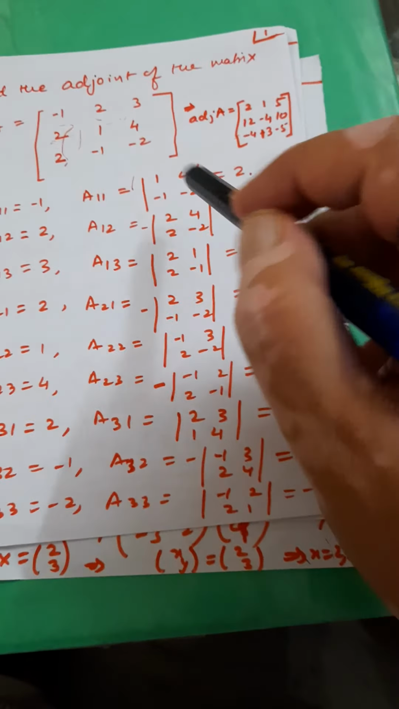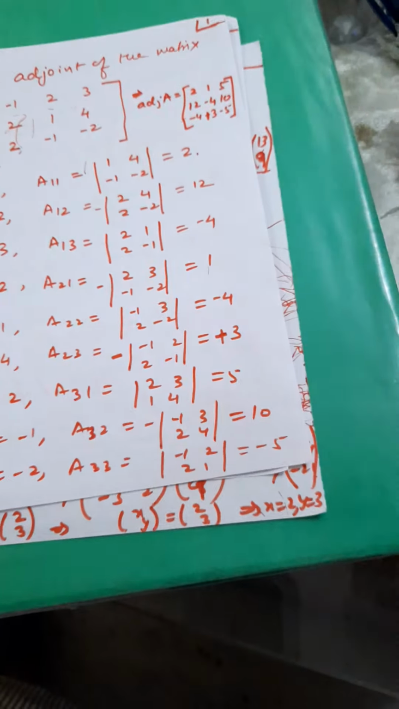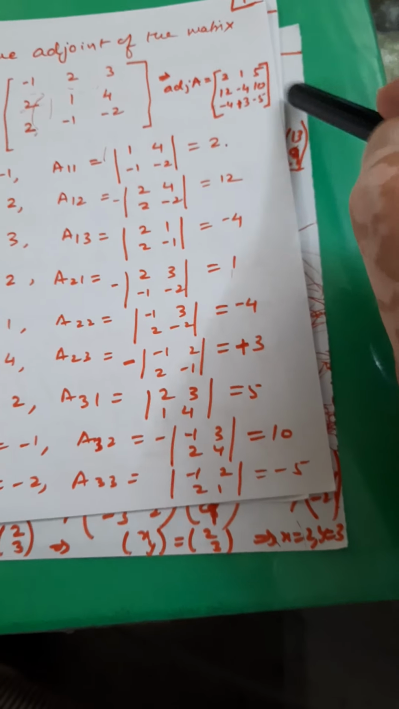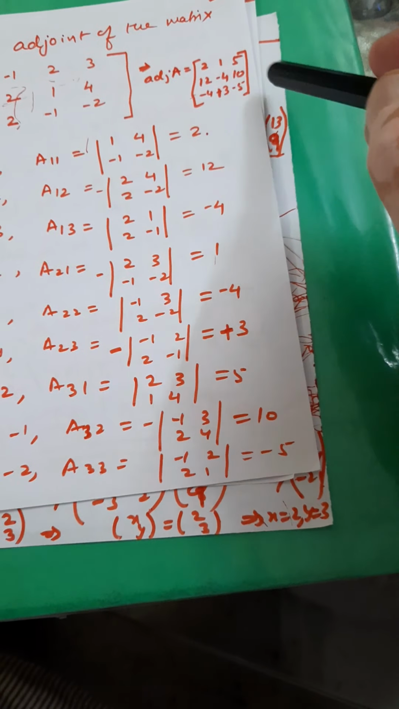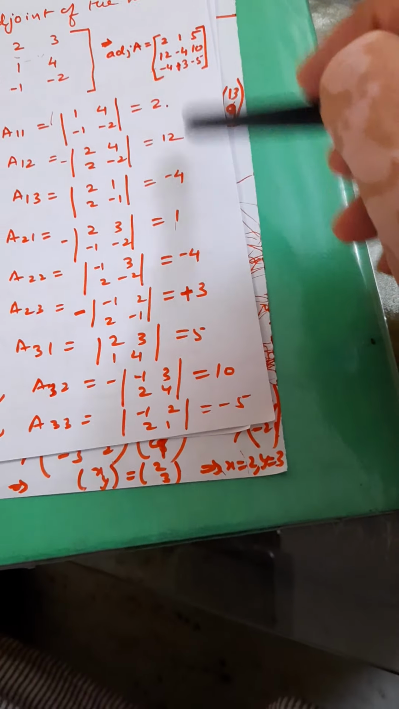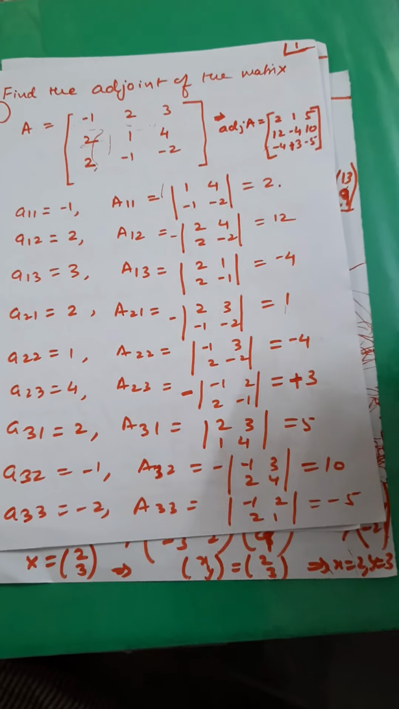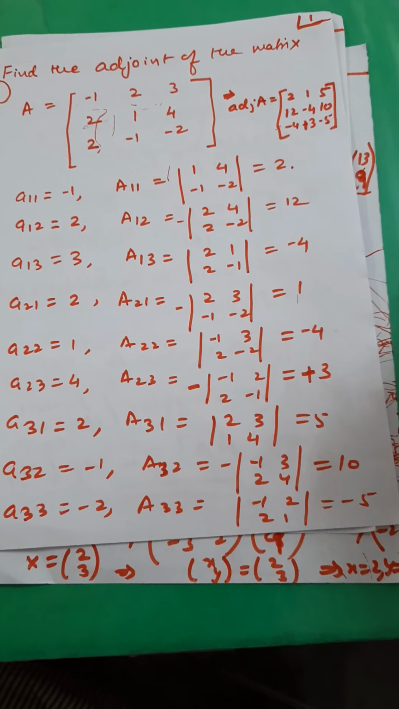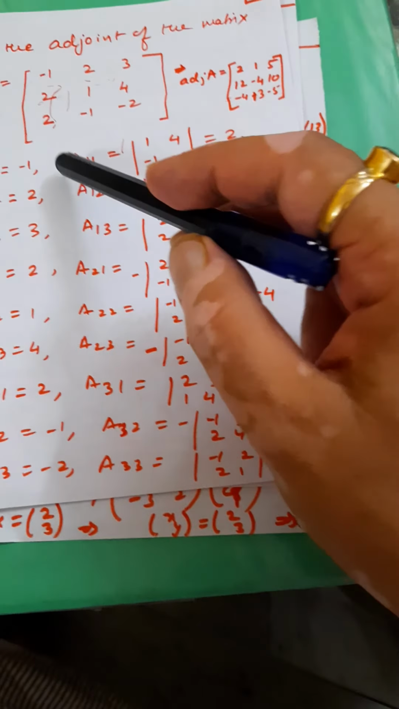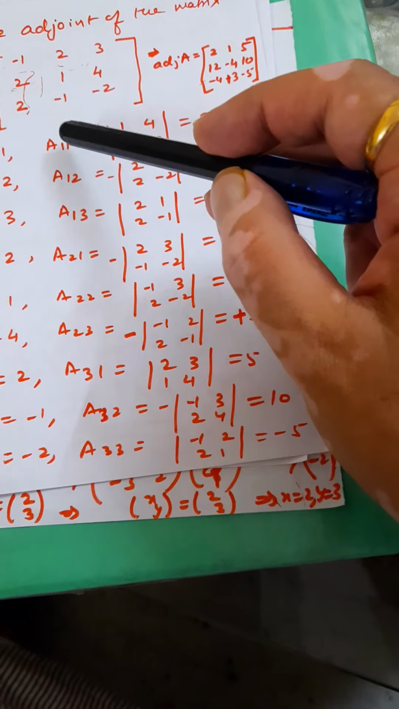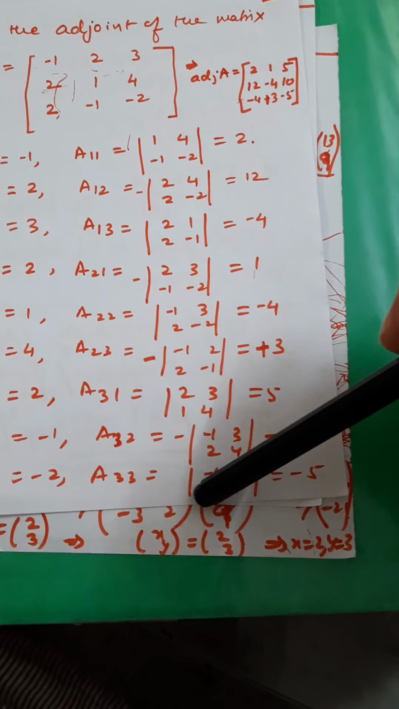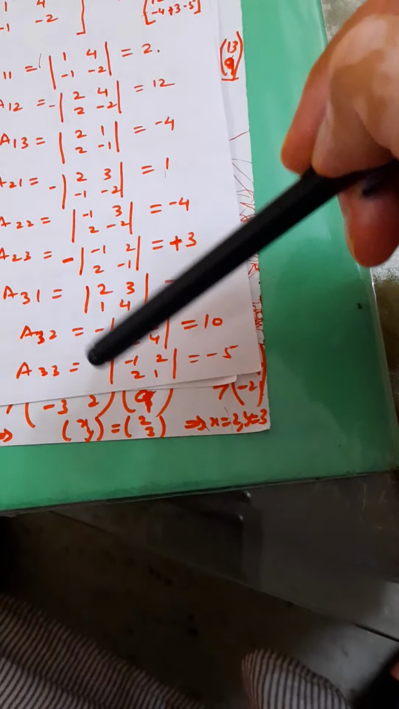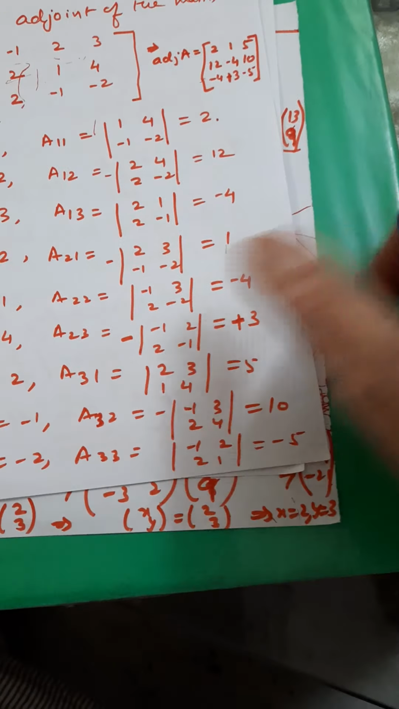So class, the adjoint is A11, A21, A31. This is 2, 1, 5. A12, A22, A32. This is 12, minus 4, 10. And this is A13, A23, A33. So this is your adjoint of A. Well, this was the first question. So adjoint of A is the transpose of the cofactor matrix A11, A12, A13, A21, A22, A23, A31, A32, A33. So this is your adjoint.